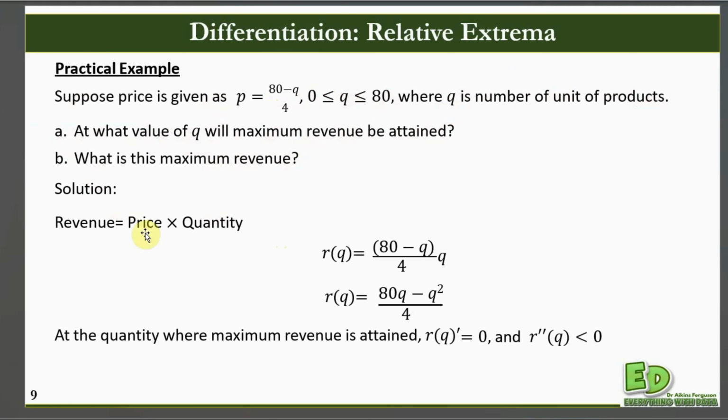How do you get total revenue? It is price times quantity. We have the price function here to be 80 minus Q all over 4. We just multiply that by Q, and then we have 80Q minus Q squared all over 4, right? At the quantity where maximum revenue is attained, the differential of the total revenue function is equal to 0. So what do we do? Differentiate this function and equate it to 0 to get the quantity, right?